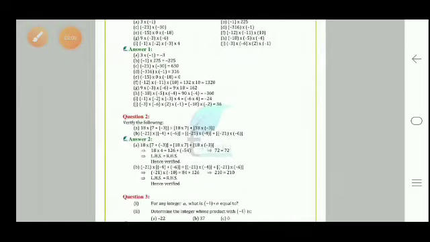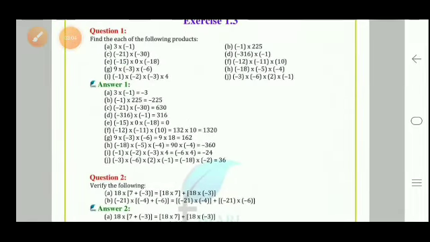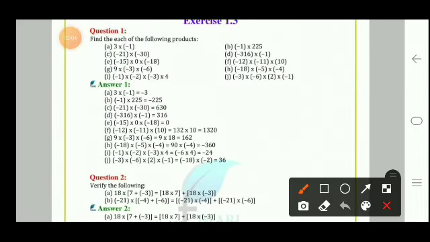Now we move towards exercise 1.3. In 1.3, we have to find each of the following products. 3 into minus 1 is minus 3. Then we have minus 1 into 225, so that will be minus 225. Then minus 21 into minus 30: minus into minus is plus, so 21 into 30 is 630. Then we have minus 316 into minus 1, which is equal to 316. Then we have minus 15 into 0, since it is 0, it means the answer will be 0.